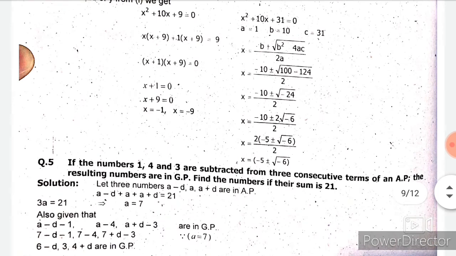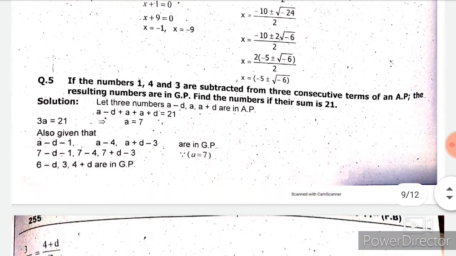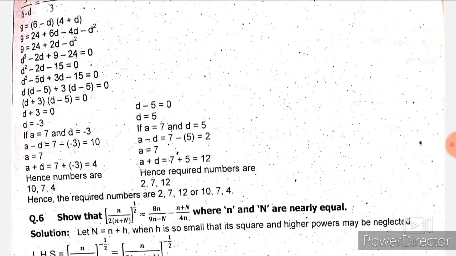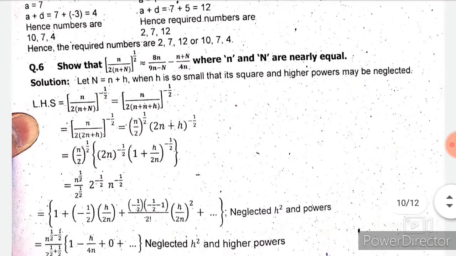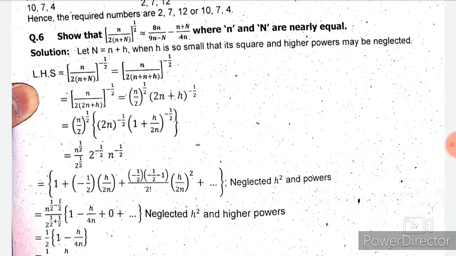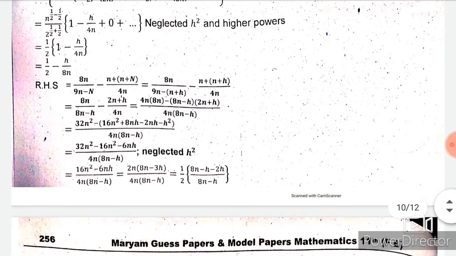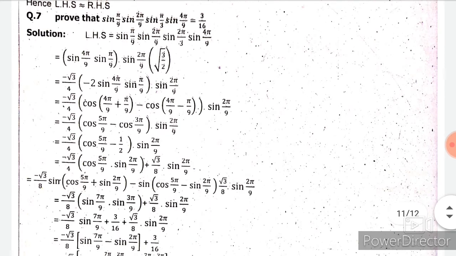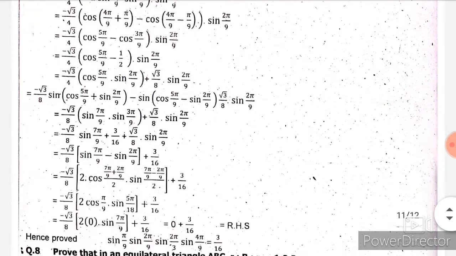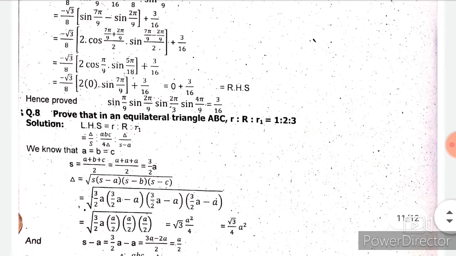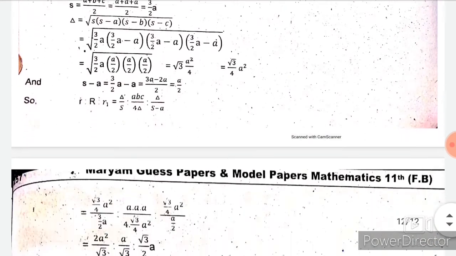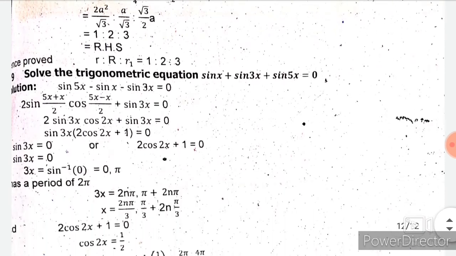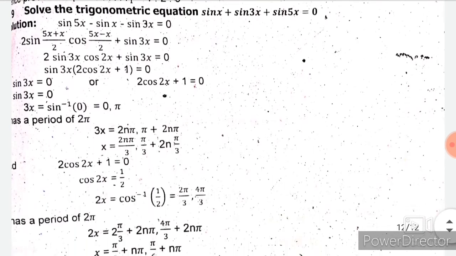Now question number 5 is from chapter number 6. Question number 6 is from chapter number 8. Question number 7 is from chapter number 10. And question number 8 is from chapter number 12. And question number 9 is from chapter number 14, solution of trigonometric equation.